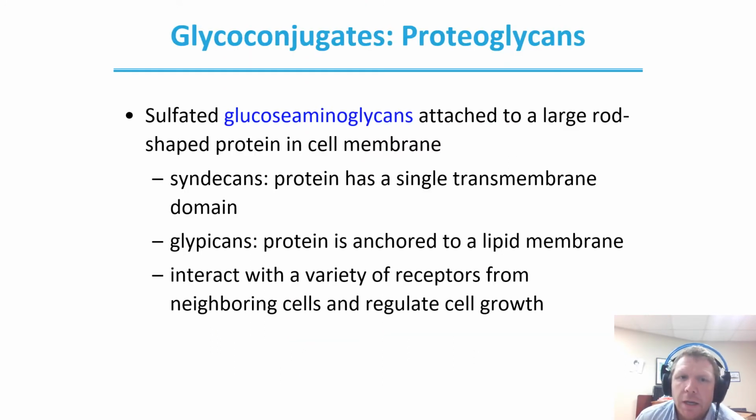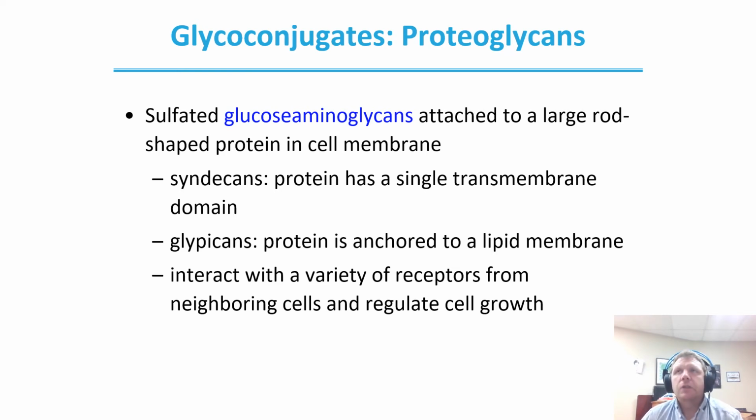Now, proteoglycans are another example of glycoconjugates, and they are sulfated glycosaminoglycans attached to large rod-shaped proteins in a cell membrane. Examples are syndecans and glypicans. These are proteins that have a single transmembrane domain, or a protein that is anchored to the lipid membrane. Now, these are going to interact with a variety of receptors from neighboring cells, and they're going to regulate cell growth.